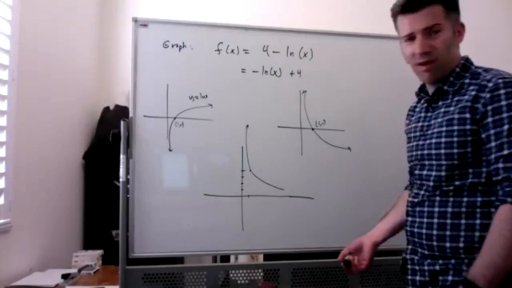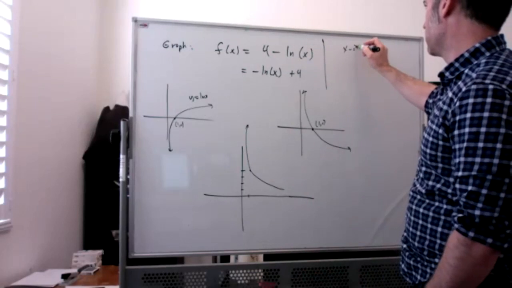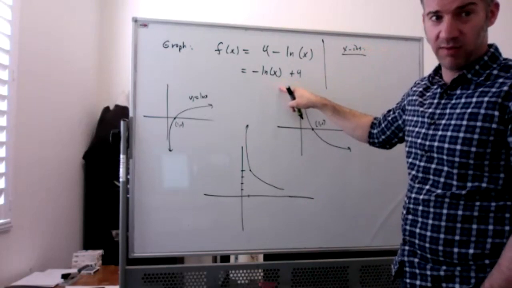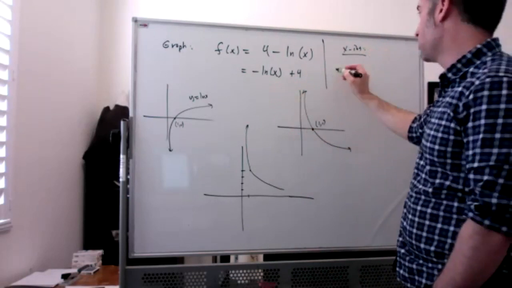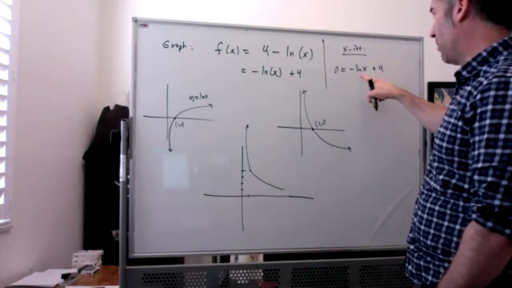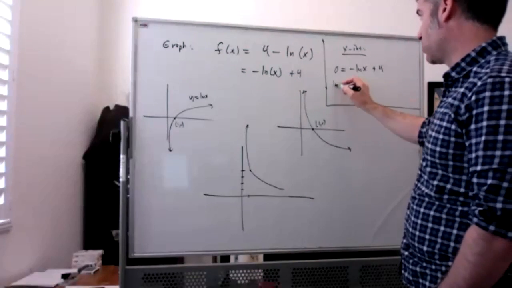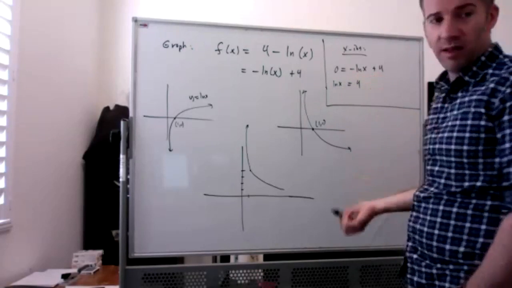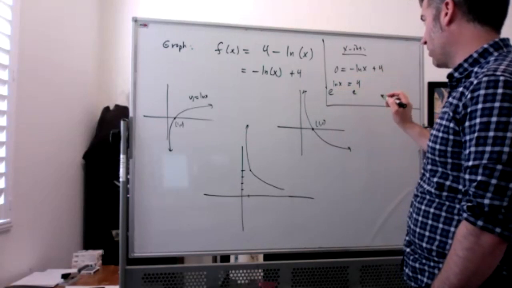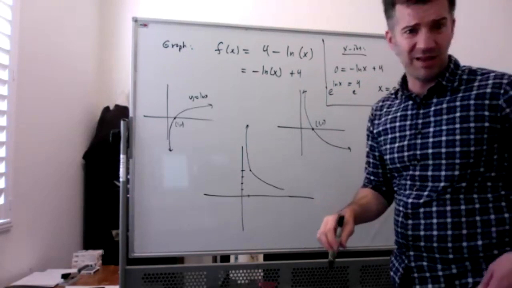Well, let's think about where it would cross the x-axis. So what's my x-intercept going to be? Well, if I set this equal to 0, that's how you find the x-intercept, setting y equal to 0. 0 is negative natural log of x plus 4. I'm going to add the natural log of x to both sides. Natural log of x equal to 4. And I'm going to e both sides. So e to the natural log of x equals e to the 4th. So x equals e to the 4th. Now, how much is e to the 4th?